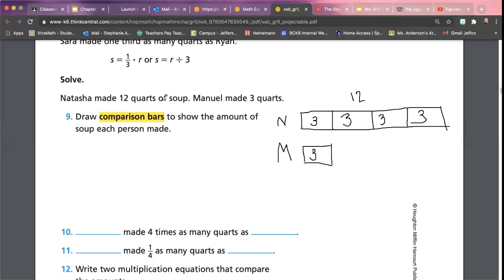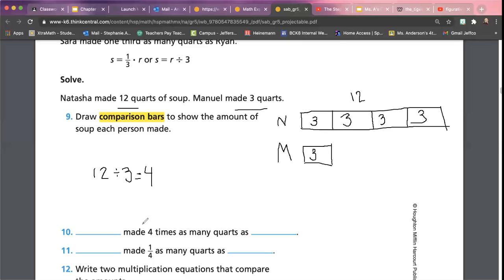If you guys wanted to look at these comparison bars as division, you could just look at this and say 12 divided by 3 equals 4. That's it. This is literally going back to our math facts from 3rd grade. And then you just have to complete the equations on it.